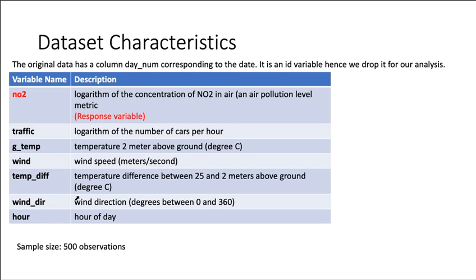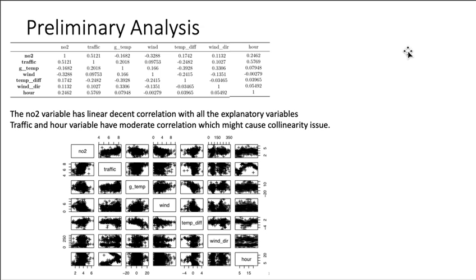Wind direction is the wind direction in degrees from 0 to 360. R is just the hour of the day. Our total sample size is 500 observations. So for starters, we compute the correlation matrix between the variables, and we see that the NO2 response variable has moderate and decent amounts of correlation with the explanatory variables, which is a good sign.